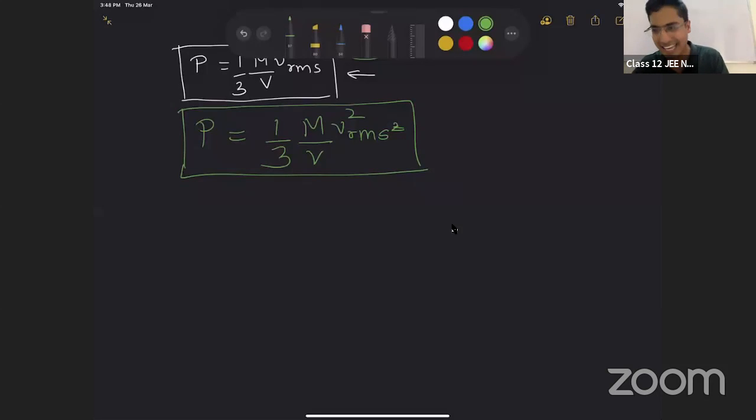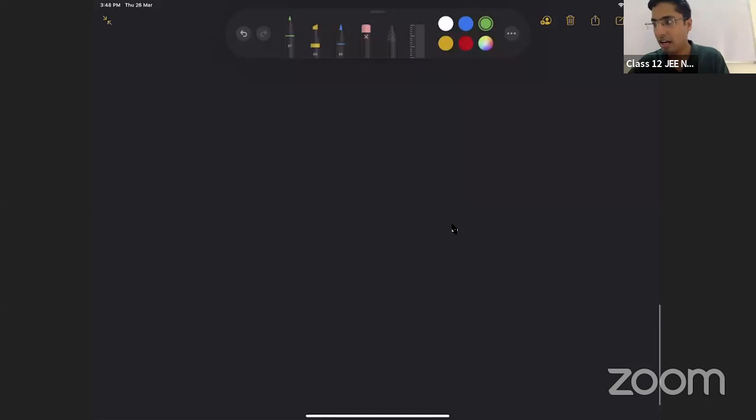Okay, so it's the same definition. For those of you who know what the postulates of the kinetic theory of gases are, click on yes.